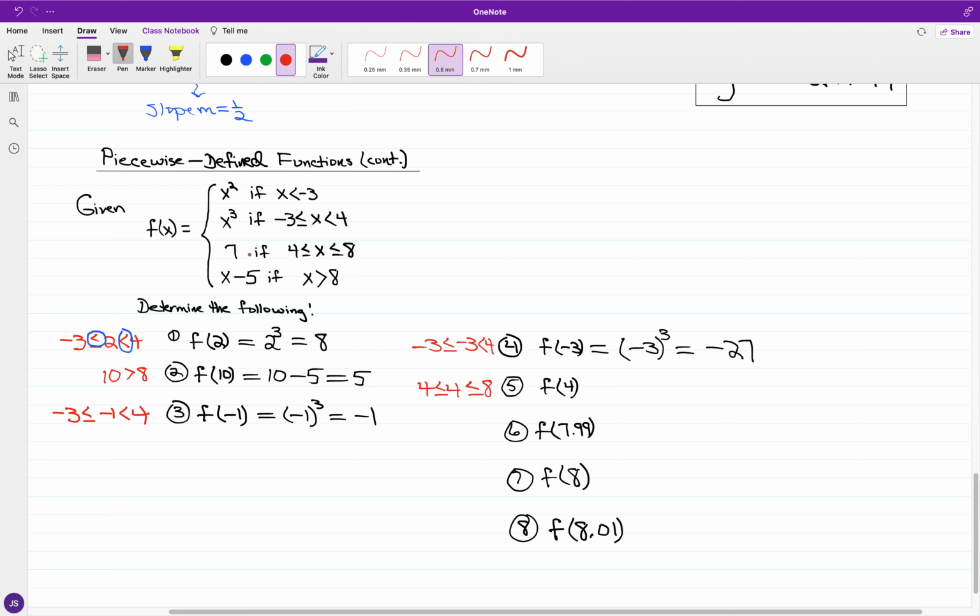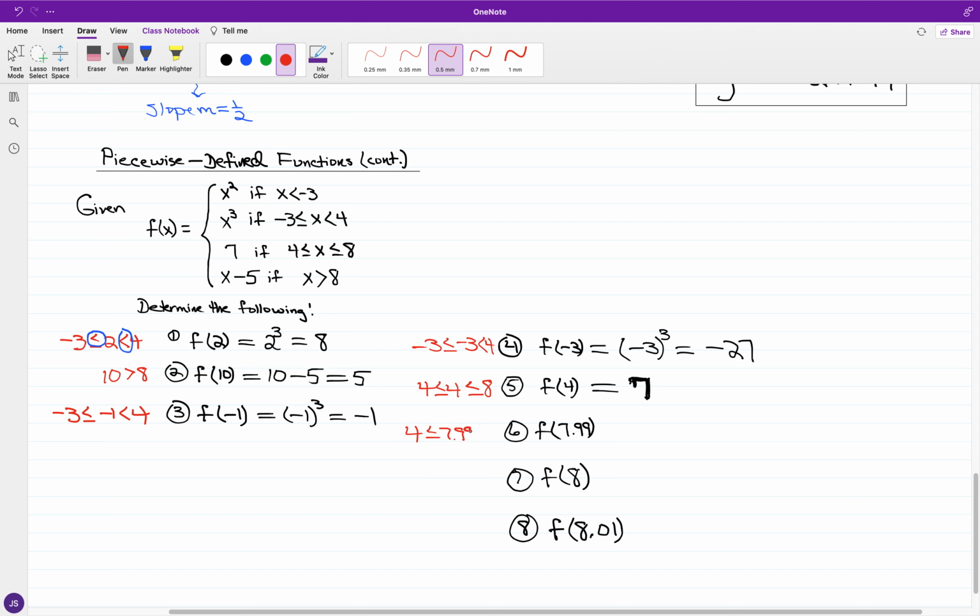And in the case of f of 7.99, we're almost tangent to 8. 7.99 is not greater than 8, but it is between 4 and 8. So you have that bit of history to repeat. Just like 4, 7.99 is between 4 and 8, and anything that falls between 4 and 8 inclusively, the corresponding y value is going to be 7.